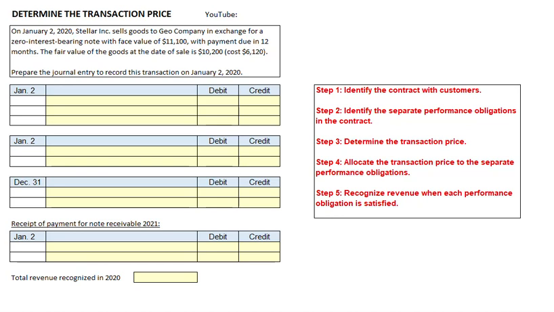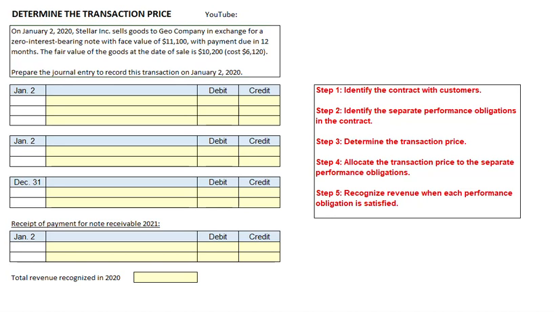In this video, we're going to go through sales transactions involving two separate performance obligations. One, the delivery of goods, and two, extending credit to our customer. We're told that on January 2, 2020, Stellar Inc. sells goods to the Geo Company in exchange for a zero interest-bearing note with a face value of $11,100, with payments due in 12 months. The fair value of the goods at the date of the sale is $10,200 with a cost of $6,120.